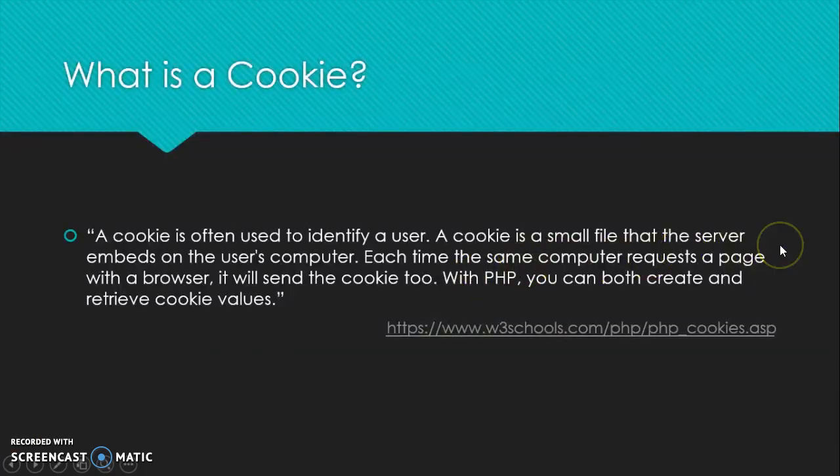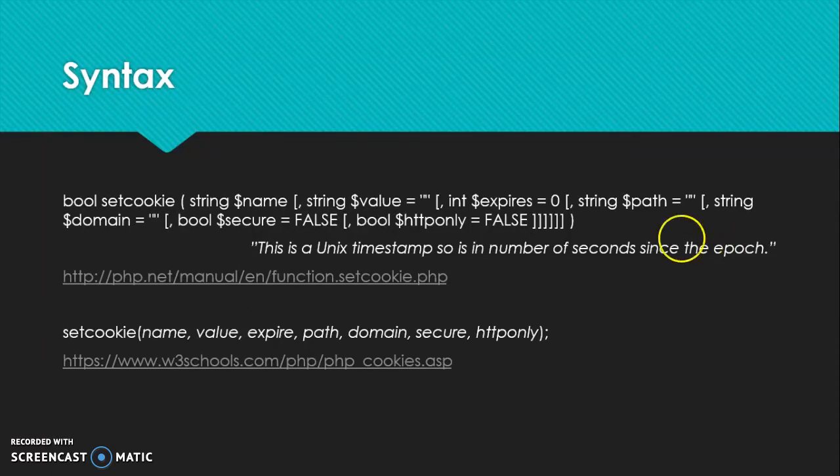So, first of all, what is a cookie? A cookie is a file that the server sends to the client, and this file is stored in the client's computer. In this file, we can store any information of your web page. For example, the login and password of the user, and to keep the user logged in your web page. So here we have the syntax.